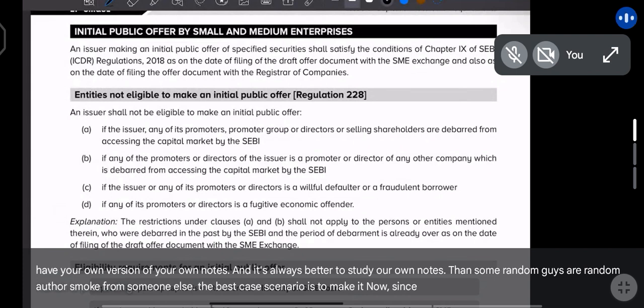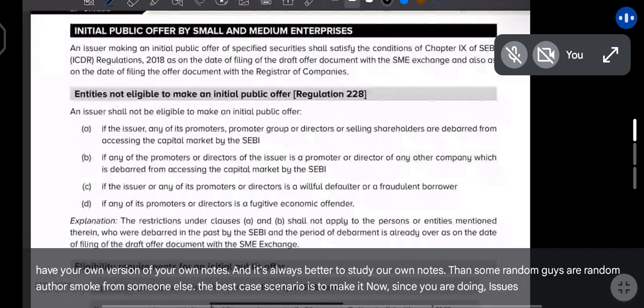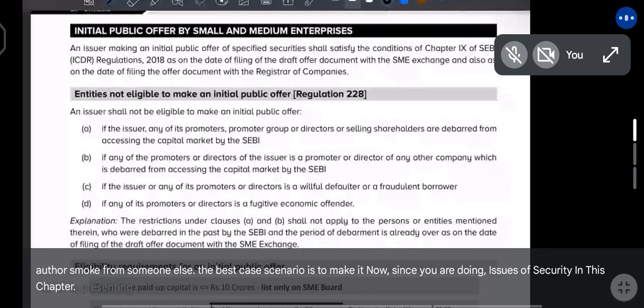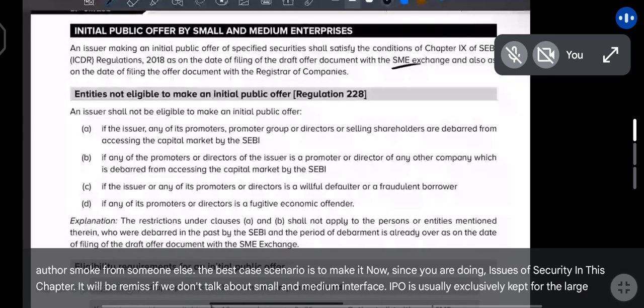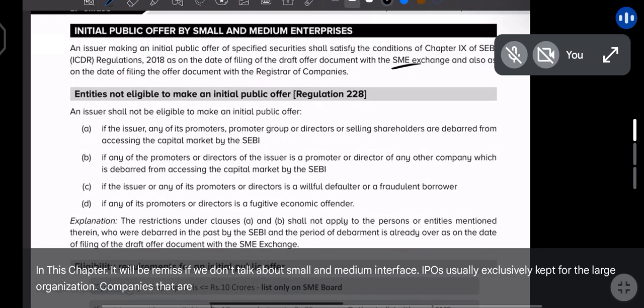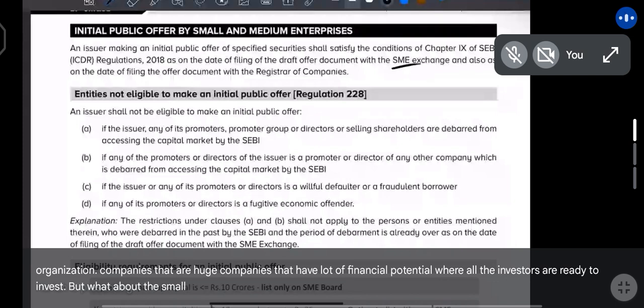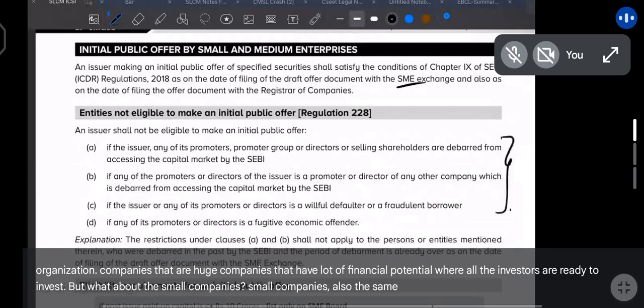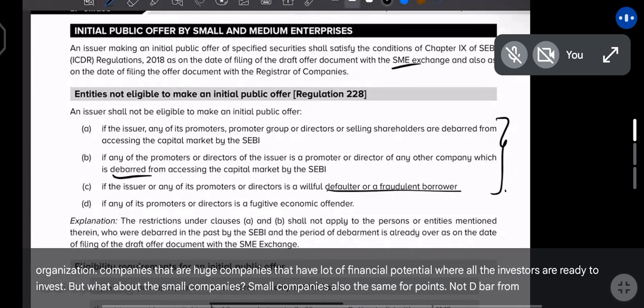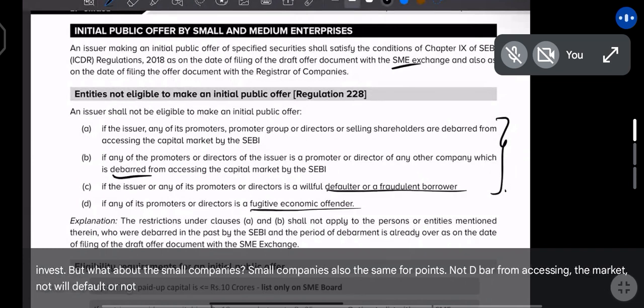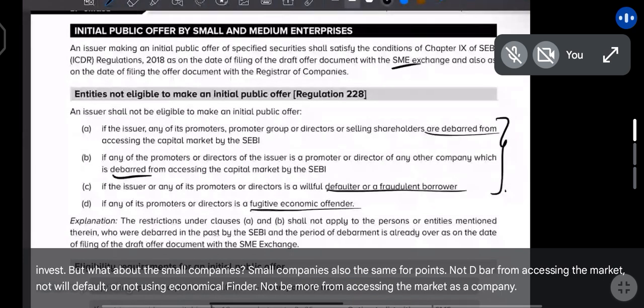Now, since you are doing issues of securities in this chapter, it will be remiss if we don't talk about small and medium enterprises. IPO is usually exclusively kept for the large organizations. Companies that are huge, companies that have a lot of financial potential where all the investors are ready to invest. But what about the small companies? Small companies also have the same 4 points. Not debarred from accessing the market, not a willful defaulter, not a fugitive economic offender, not debarred from accessing the market as a company or a promoter.